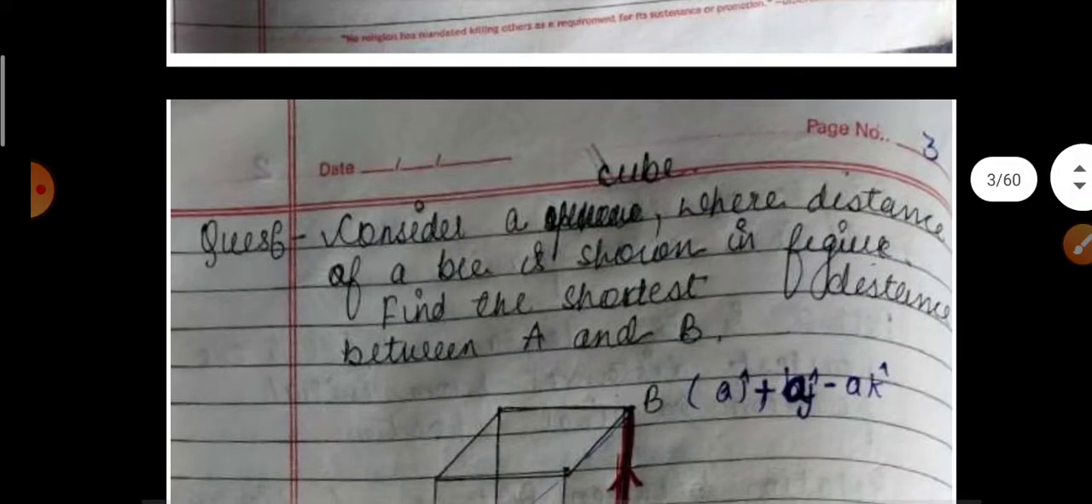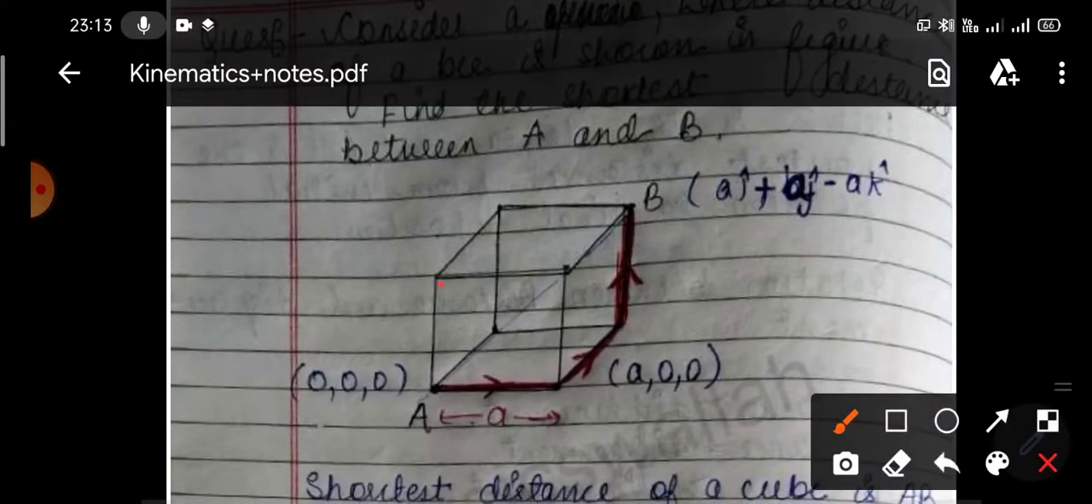The next question is: consider a cube where points A and B are shown in the figure. Find the shortest distance between A and B. So suppose this is your cube. The length of each arm is a. This length is a, this length is again a, and every edge is also a. The length of each arm is a.